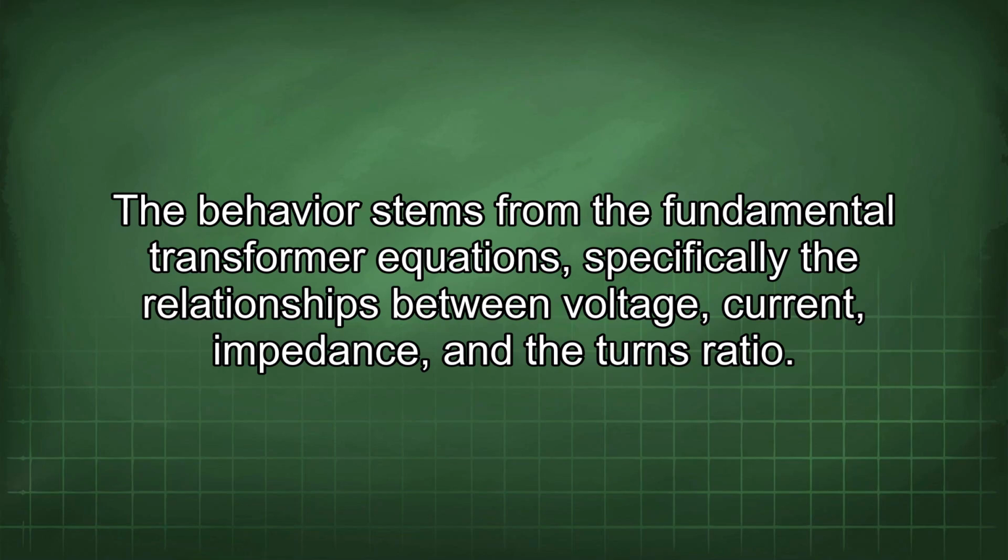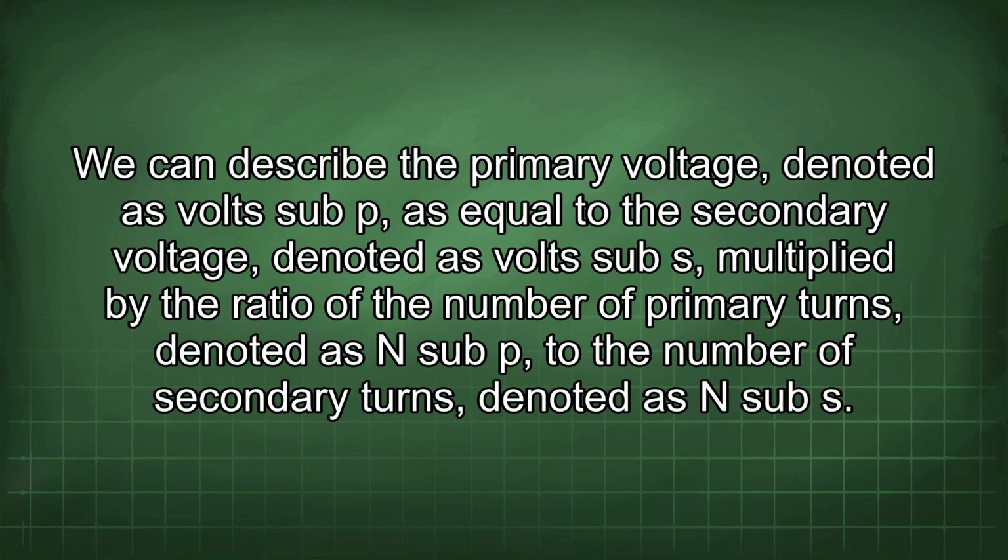behavior stems from the fundamental transformer equations, specifically the relationships between voltage, current, impedance, and the turns ratio. We can describe the primary voltage, denoted as V sub P, as equal to the secondary voltage, denoted as V sub S, multiplied by the ratio of the number of primary turns, denoted as N sub P, to the number of secondary turns, denoted as N sub S.